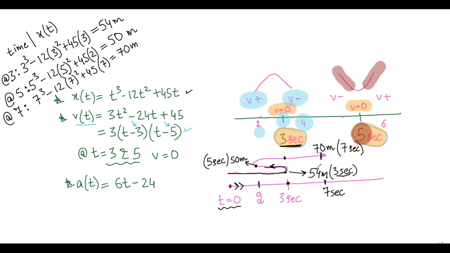How did I find this? I used t is equal to 3 second. I used this function x in terms of t, and I found the value of my displacement at t is equal to 3 second, and I found this to be 54 meter. Are we clear? Yeah. So till 3 second, my particle had come to the 54 meter mark.